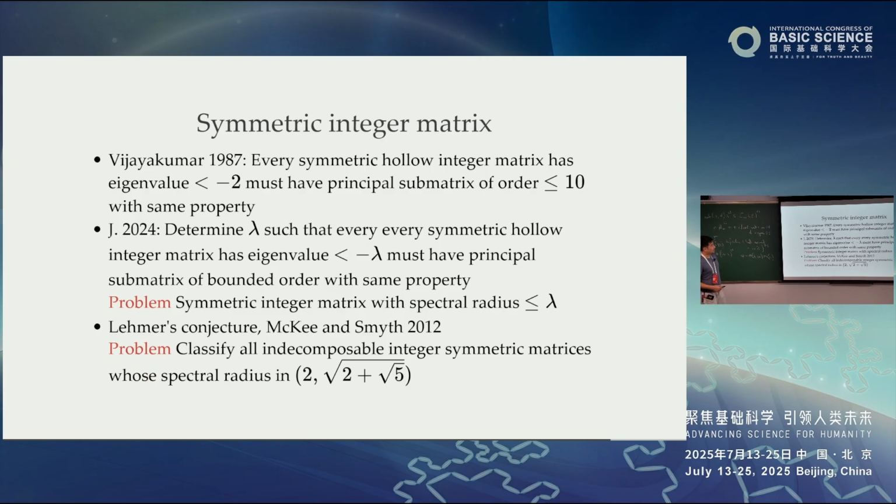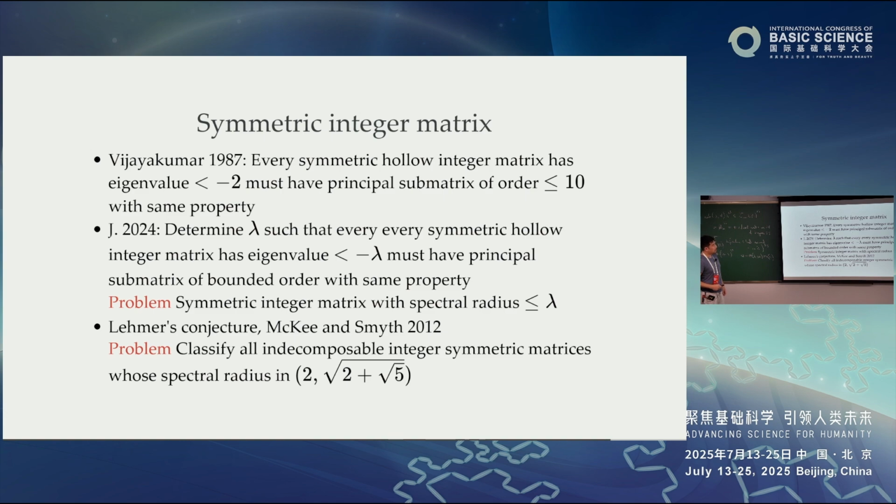If you want to take away some elementary result from this talk, here's one that you can tell your students in linear algebra. In 1987, Vijayakumar showed that if you take any symmetric integer matrix that is hollow, meaning all the diagonal entries are 0, and the matrix has some eigenvalue less than minus 2, then you can always find a principal submatrix of order at most 10. No matter how large your initial matrix is, you can always zoom in and find a 10 by 10 principal submatrix with the same property.